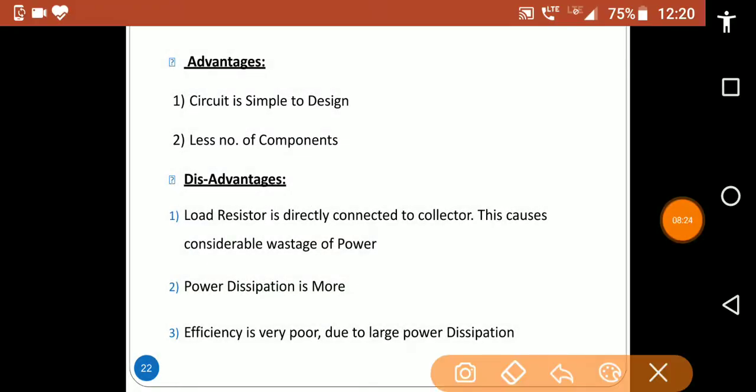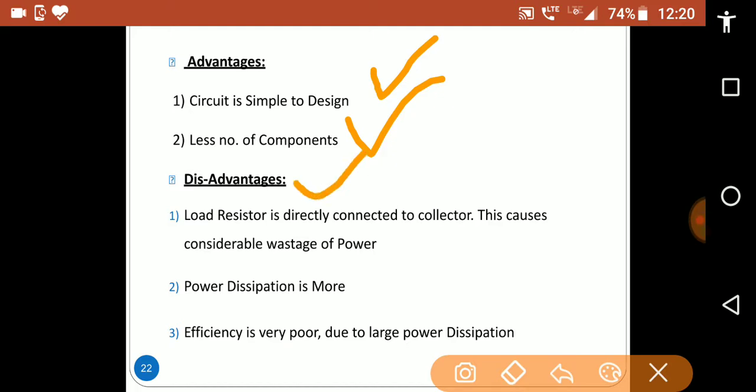There are some advantages of class A amplifier. One is that the circuit is simple to design. Second is fewer components. There are also some disadvantages of class A amplifier. One is that the load resistor is directly connected to the collector, and this causes considerable wastage of power. Second is that power dissipation is more, and third is that efficiency is very poor due to large power dissipation.